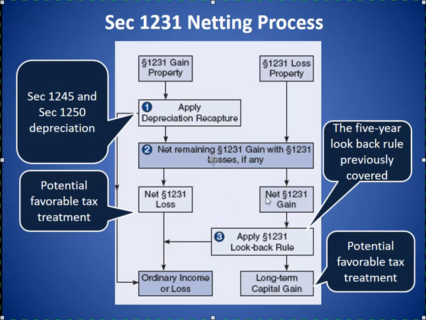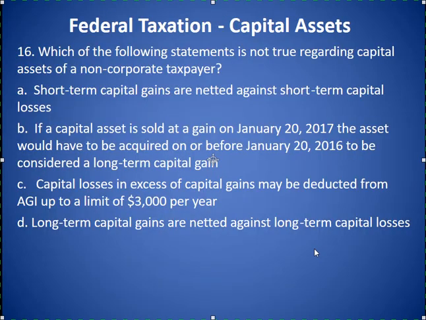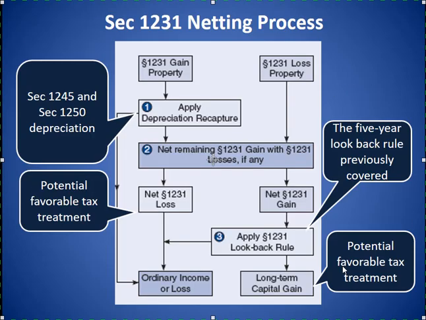If we have a net Section 1231 gain, the first thing we have to do is apply the 5-year look-back rule, which we have previously covered. And beyond that, anything that survives the look-back rule becomes a long-term capital gain with potential favorable tax treatment.